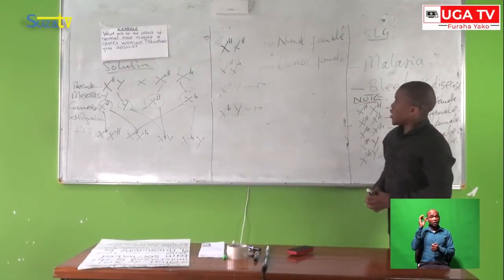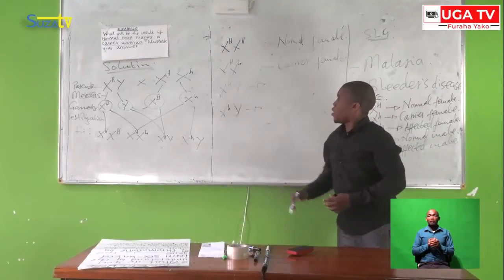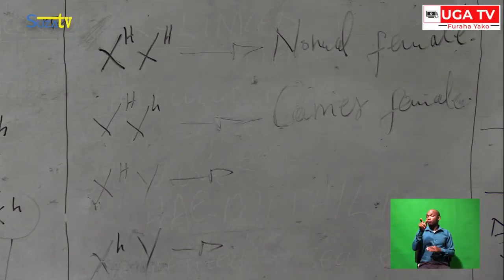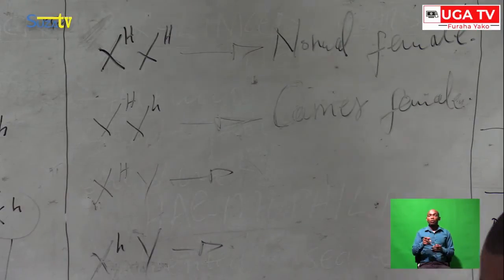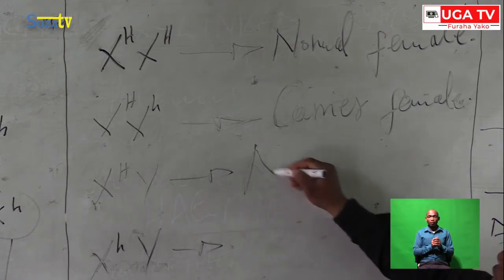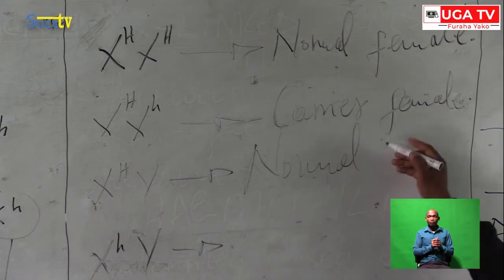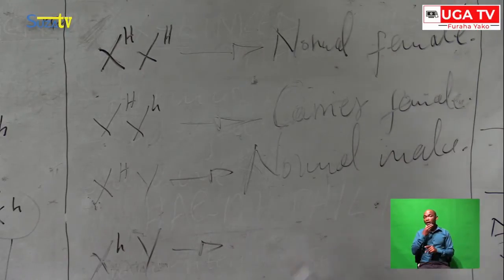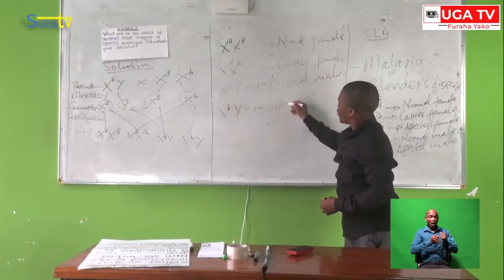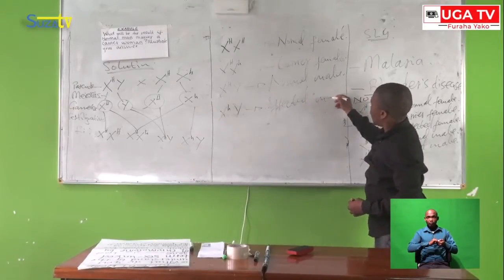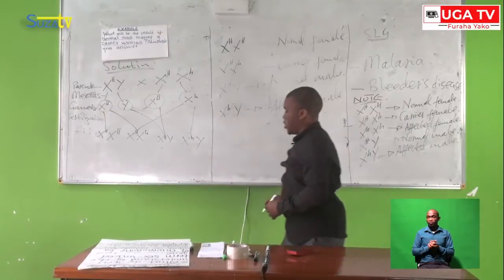Okay, let us go to the third person. Who can try? Ali? Okay, thank you very much. So the state of this will be a normal male, and lastly the state is affected male. So this is the result.